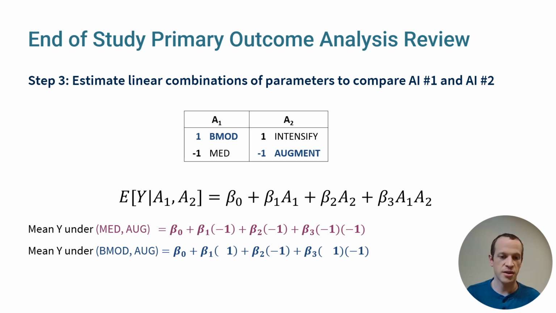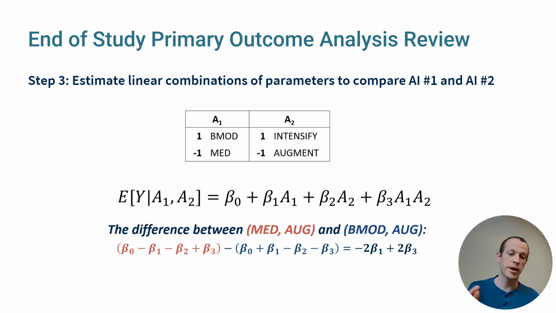Plugging those in, we get these two expressions down here, each one corresponding to the mean of the outcome under that adaptive intervention. If we want to compare two adaptive interventions, what do we do? We look at the difference between these, right? So we're going to look at AI1 minus AI2. And if you work through the algebra, you get this expression on the right, -2 beta 1 plus 2 beta 3. That's going to correspond with the average difference in the outcome between these two adaptive interventions.